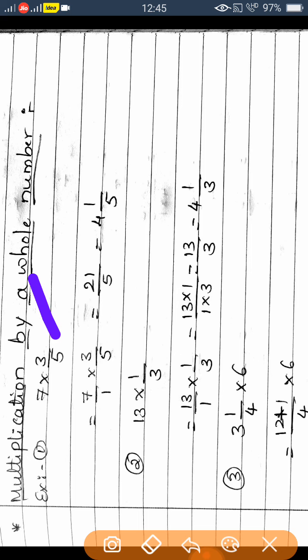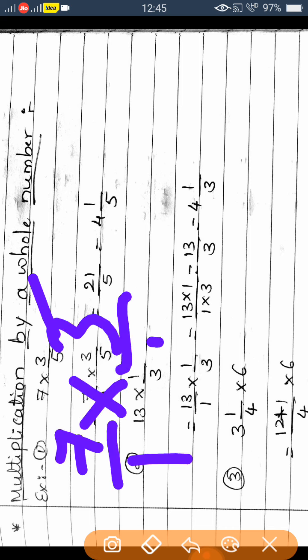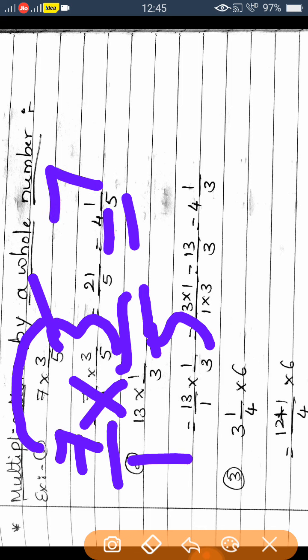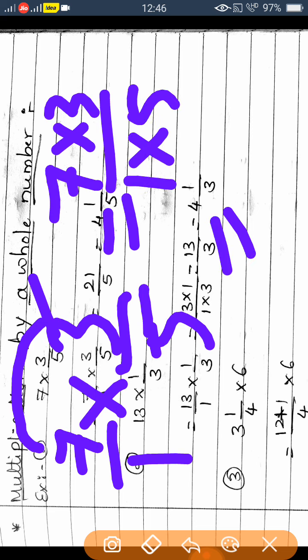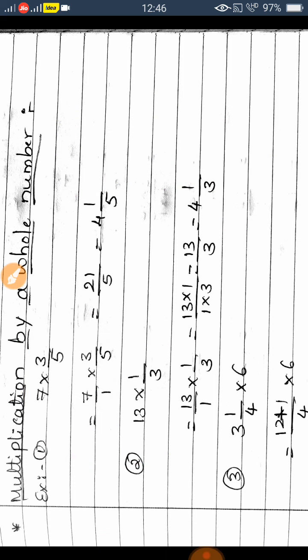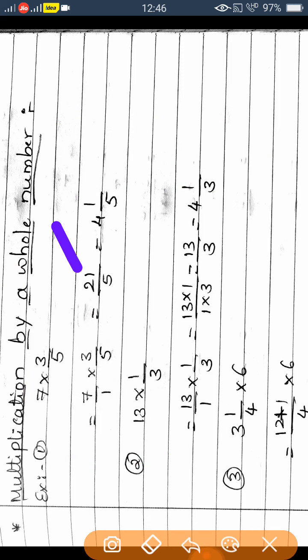But in multiplication and division, what happens? Numerator to numerator, denominator to denominator itself. So let's go to the first question. 7 I have written as 7 by 1, and the other is 3 by 5. As I said, numerator to numerator multiplication: 7 into 3, 1 into 5. So 7 into 3 is 21, divided by 1 into 5, which is 5. So 21 by 5, which is an improper fraction.